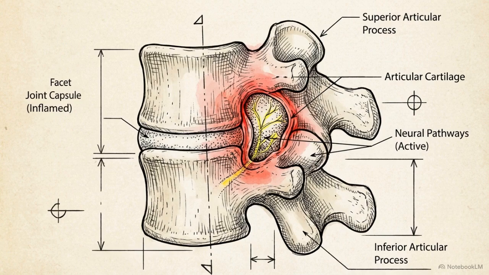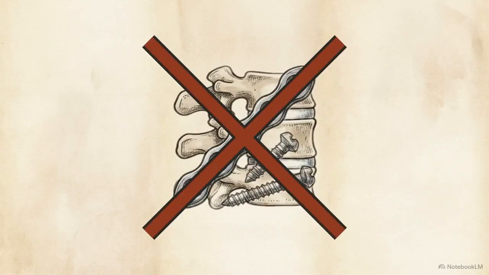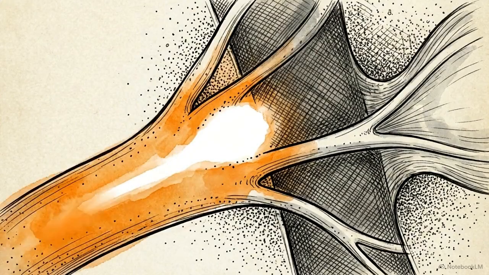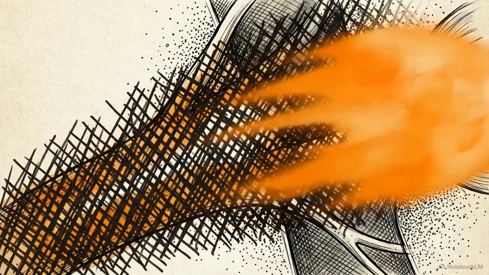Lumbar facet disease is primarily a nociceptive and inflammatory signaling issue. It is not a structural collapse requiring mechanical fusion. The ultimate goal is to cut off the faulty electrical signaling from the inflamed joint. We are shutting down the transmission line.